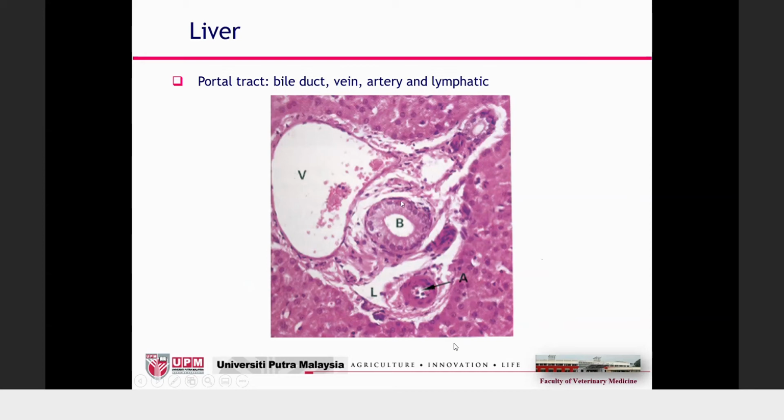One, in the portal tract, they have bile ducts, okay? Then they have the artery, which is a thick-walled blood vessel. Then they have the vein, and they also have the lymphatic. So this is the portal tract, okay?